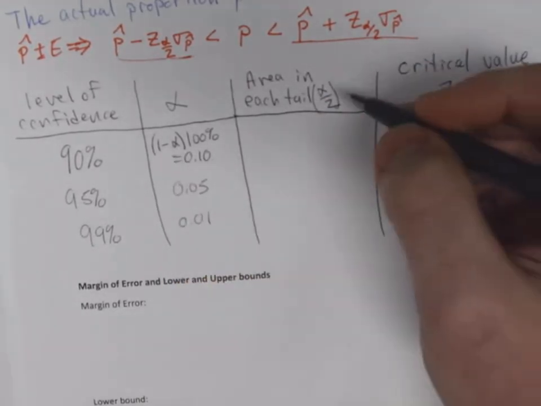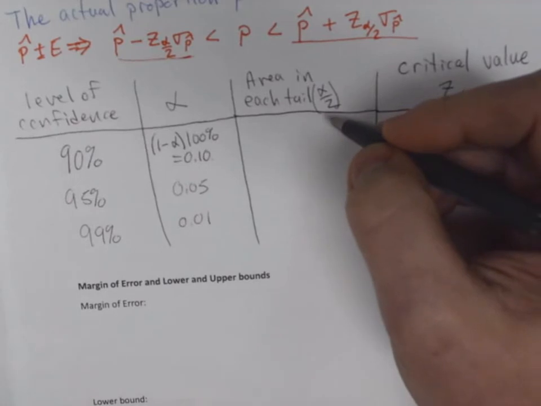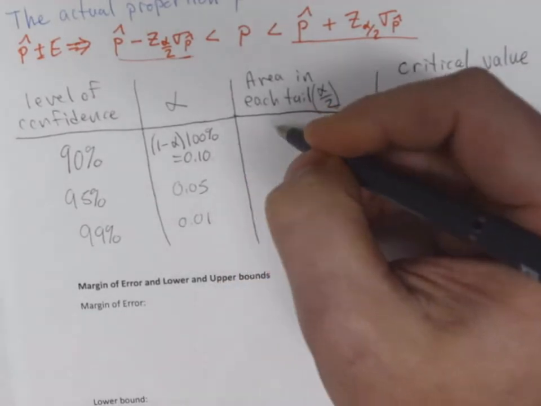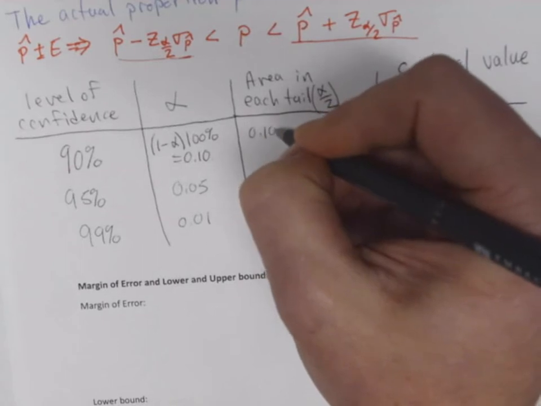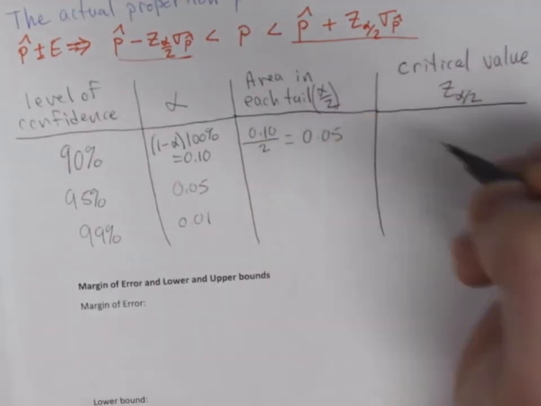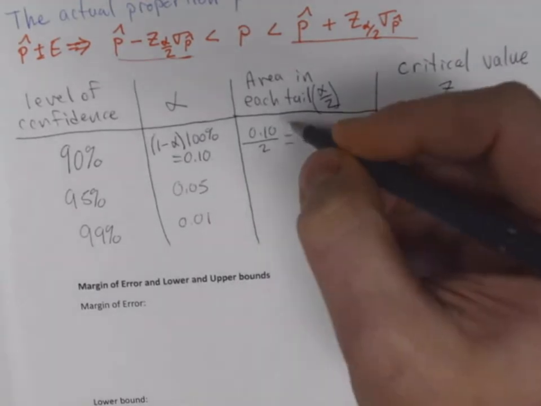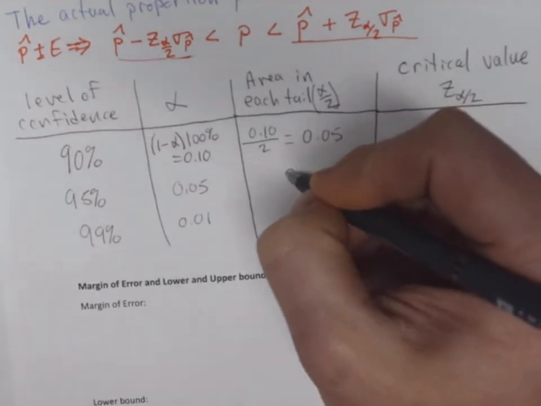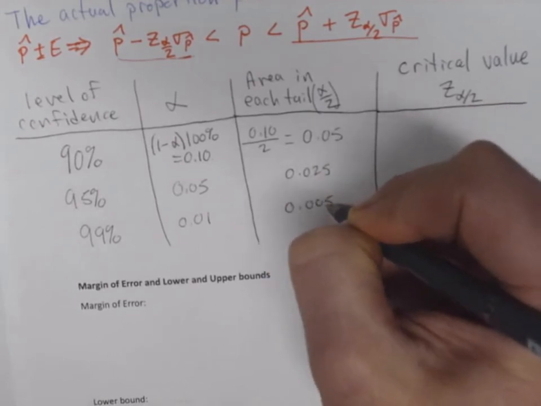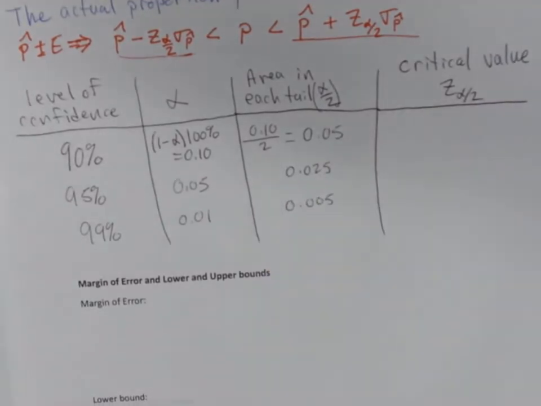All right? Now, what does this tell us about the area in each tail? Again, go back and look at the previous video for how I did that. I'll show you briefly. The alpha over 2 just means we take our alpha and divide it by 2. So in this first example, you get 0.1 divided by 2, which is 0.05. All right, and just finish the rest of these out: 0.025 and 0.005. All right, so that tells us how much area is in each tail.